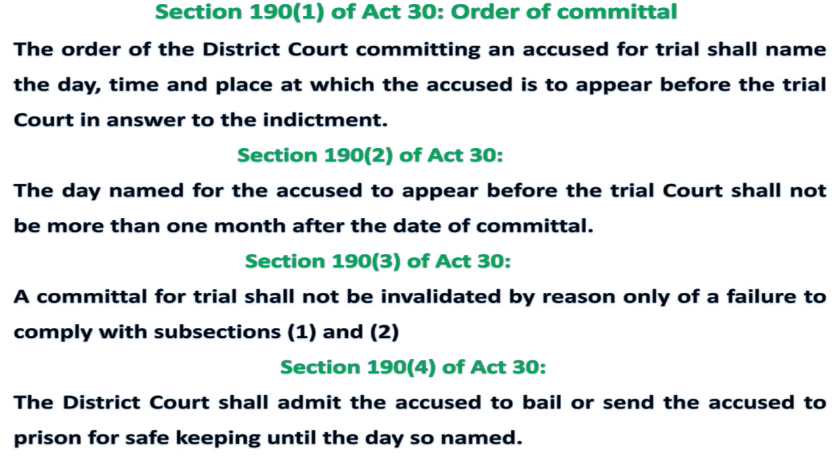We can look at Section 190, Section 4 of Act 30. The district court shall admit the accused to bail or send the accused to prison for safekeeping until the day so named. Of course, we adjourn the case for you to appear for trial. So what do we do? Do we keep him in custody or do we let you go? So you can either admit you to bail or adjourn the case for that particular purpose.